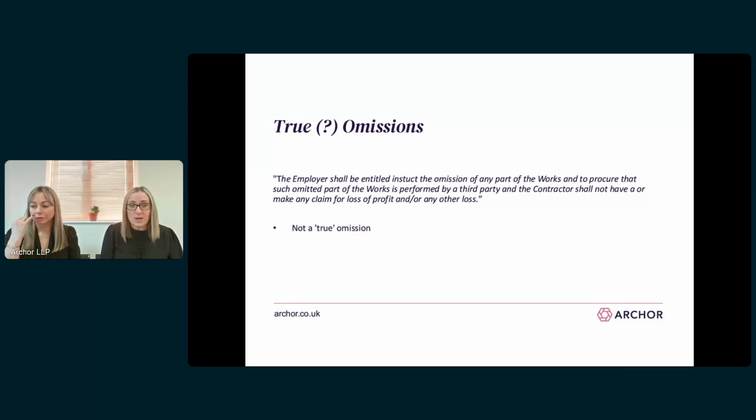So I've given an example clause on this slide. If this clause was included in a contract, an employer could omit works and give those works to a third party without having to pay any loss of profit to the original contractor. So it's really important, therefore, that the employer is never given an express right to omit works and to give those omitted works to a third party. And as long as you don't have that express right in the contract, the common law position prevails and the employer cannot do that.